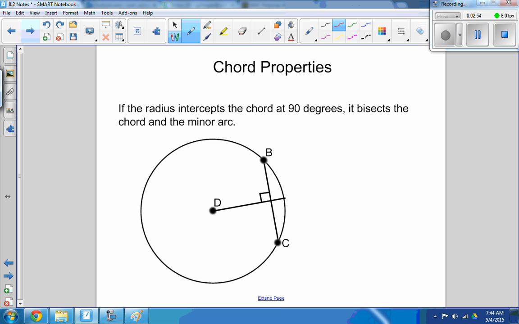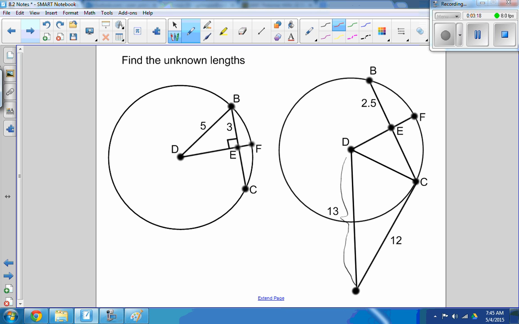Another chord property. If the radius intersects the chord at 90 degrees, it bisects the chord and the minor arc. So here, the radius intersects the chord, so it bisects the chord, and it bisects the arc. So remember, bisecting means it cuts into two congruent parts. So let's use that knowledge to solve a couple of problems.